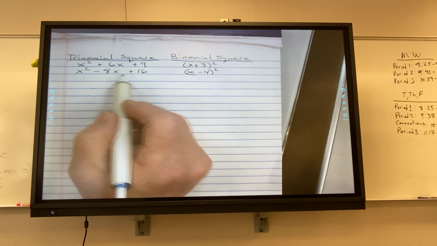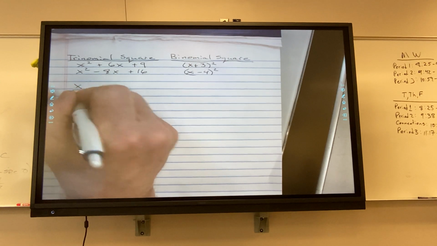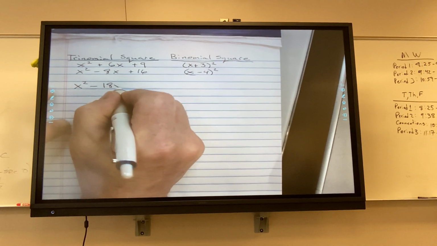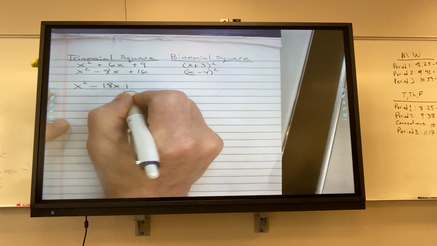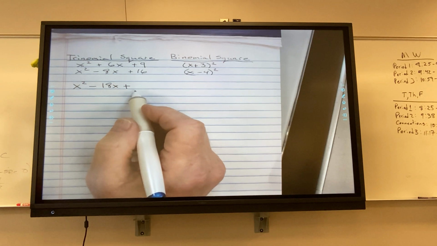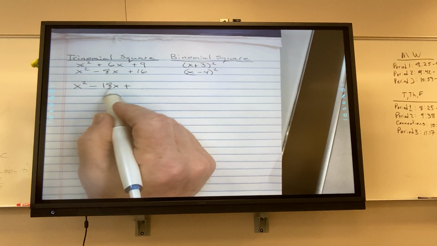In other words, if I wanted to find that 16, if I gave you this, it's got to be positive always, right? Because you're taking a number times itself. What has to go here? The square root of 18. How did you get 81? Because it's half of 18 squared. Oh, half of 18, which is 9, and then you square it, correct?